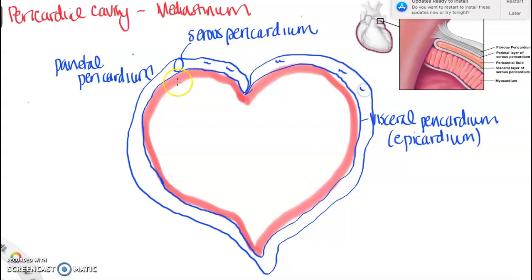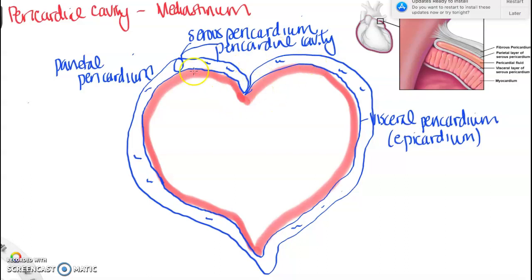Your heart's beating and pounding. If you're running away from some bear or something, your heart is just pounding away. You're not going to feel it. You're not going to feel those layers rubbing. You're not going to feel friction and rubbing of that, which would hurt. It wouldn't feel good. The serous pericardium is what we call the pericardial cavity. So it's also that.